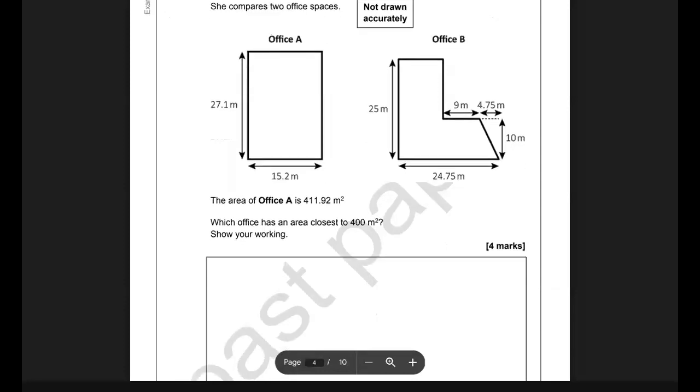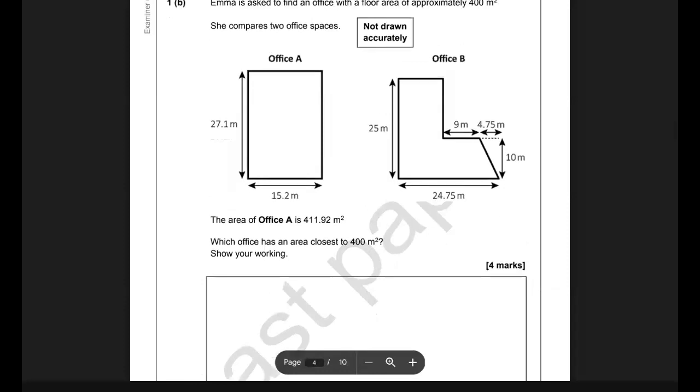In this case, they have worked out the area for office A for you, so you don't need to. What you have to do is find the area for office B. Office B is like 2 shapes combined together, so you can break it down into 2. The first one is a rectangle. The second one is a trapezium. When we break them into 2, this one is going to be 11, and this one is 13.75, because you take away 11 from 24.75.